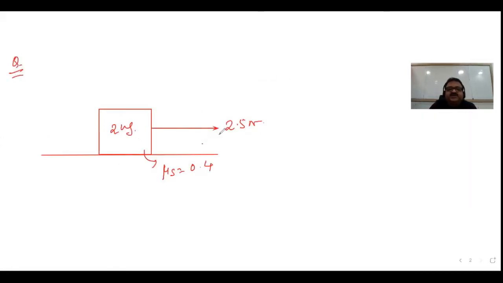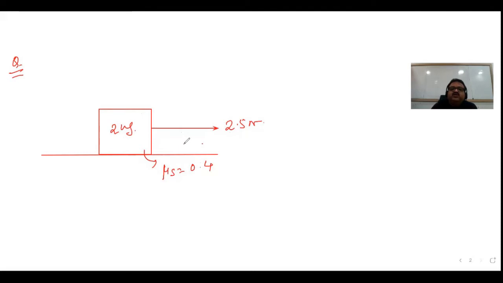Now look at this, students. The question is given like this. A body of mass 2 kg is placed on this frictional surface. It is acted upon by a force of 2.5 Newton. Find the value of the frictional force. Now, first I have to check whether the body is moving or not, correct? Because of this 2.5 Newton force, what is the frictional force acting on this 2 kg mass?